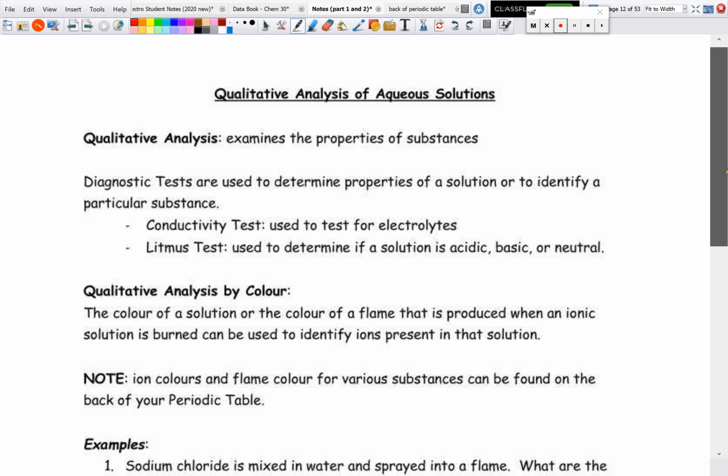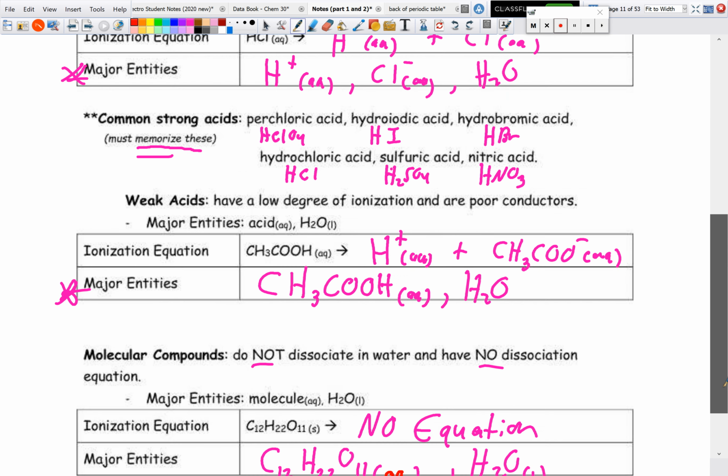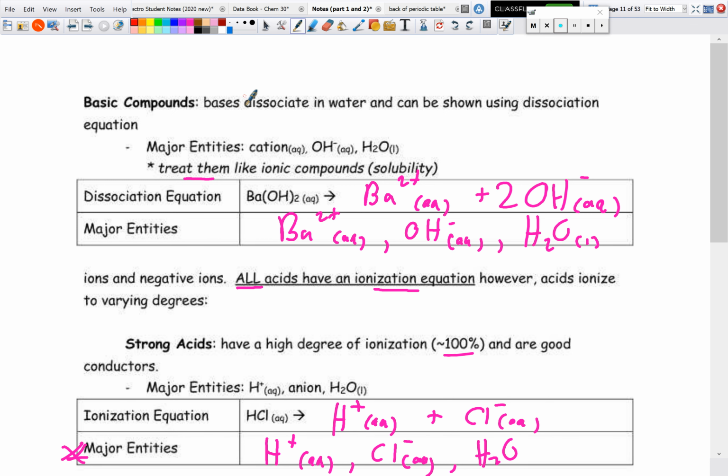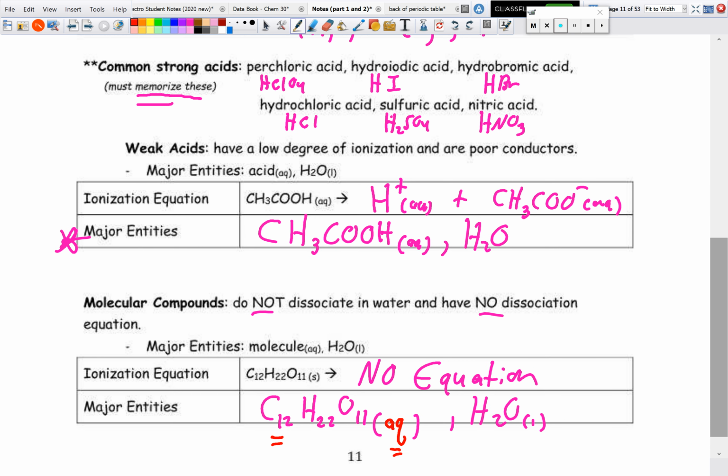So I think we're going to save this for next class. So basically those 1, 2, 3, 4, 5, I think there's 6 different classifications of entities and how we write our dissociation equation in major entities. So now would be an excellent time to go through your CYU books. I believe it's section 3. This should be all on writing a dissociation equation of major entities.